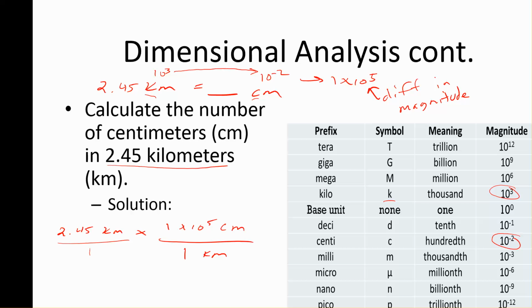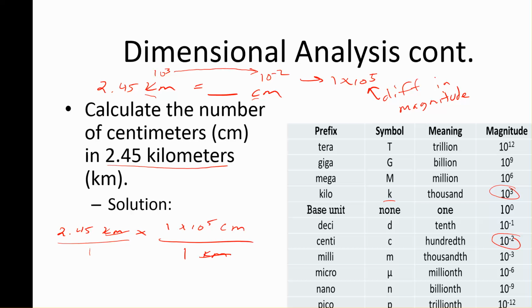Right? And what happens when I do this? I get to cancel a unit. I don't know if you guys have done that in math yet, but if you've got the same unit on the top and the bottom of a fraction, you now get to cancel that out, right? And so in my calculator then, I would go 2.45 times 1 times 10 to the 5th.